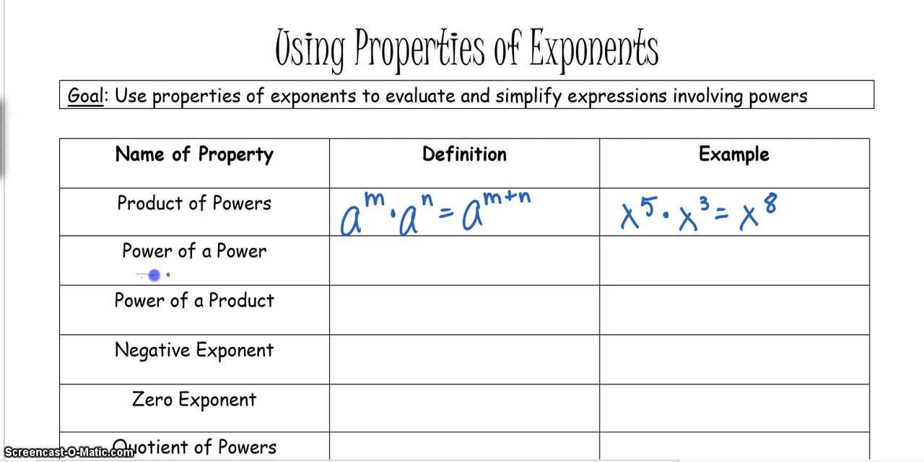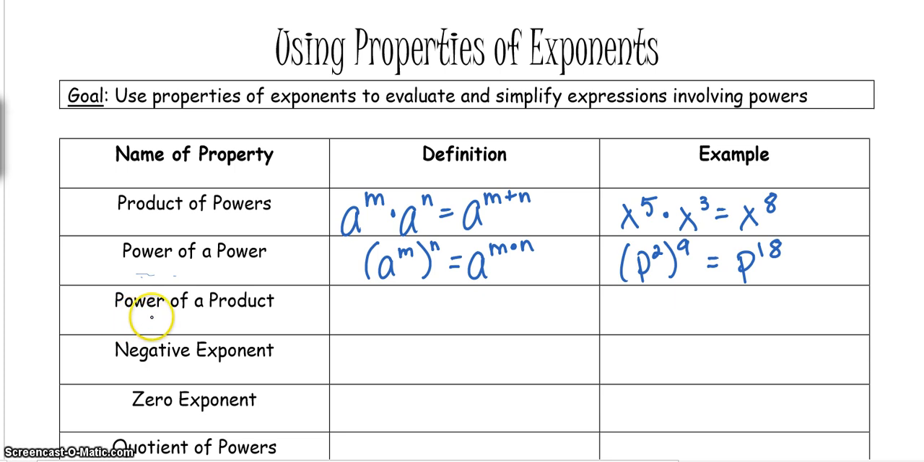The next one is the power of a power property. The definition is that if I have a to the m raised to the n, that would be the same as a to the m times n. So for example, if I had p squared raised to the 9th power, that would be p to the 18th, because 2 times 9 is 18.